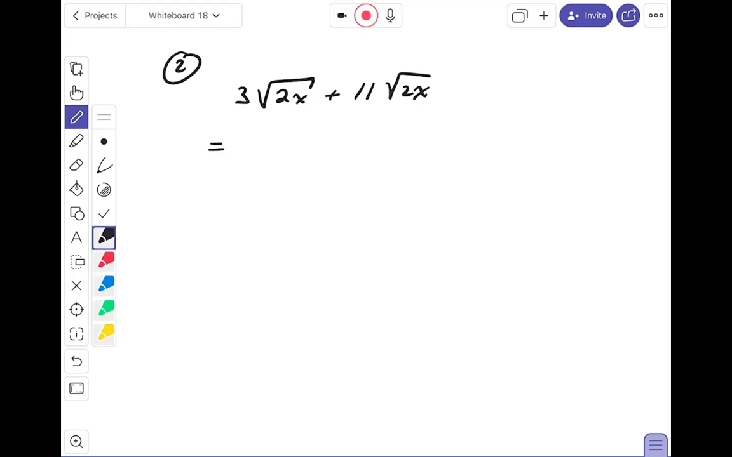What am I going to do? Same thing as before. Like terms, there's two like terms. They have identical variable radical part. Add their coefficients. You get 14. 3 and 11 is 14. Root 2x. Put this in a box. Get my red pen out. Look at the answer key, and I'm staring at that.